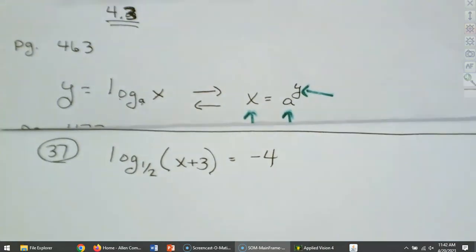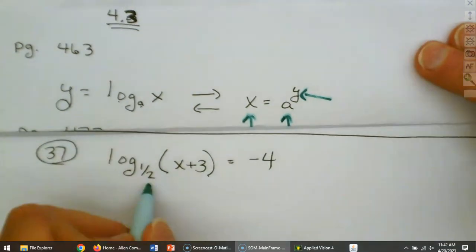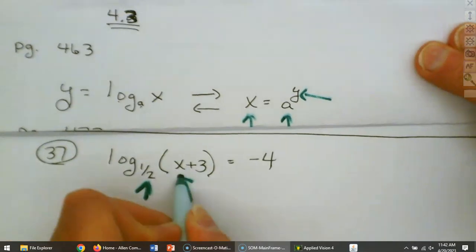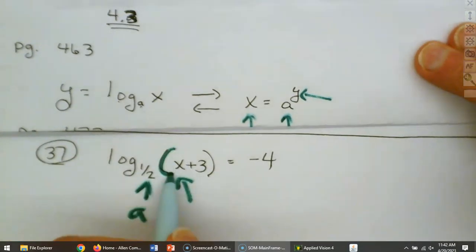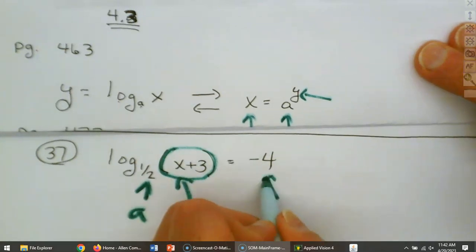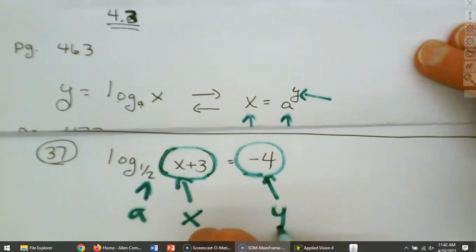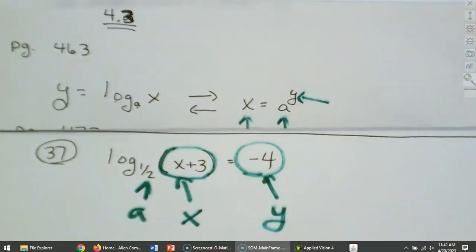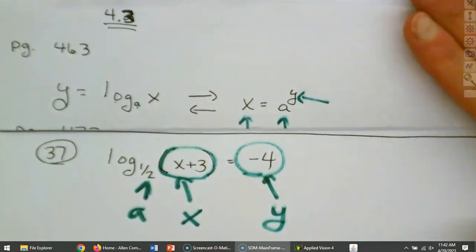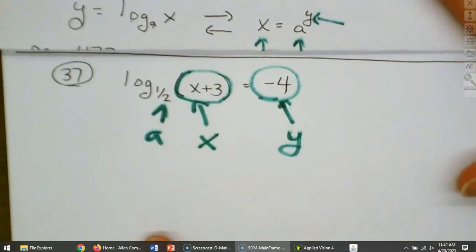What do we have? We have a logarithm. So what do we need to do? Convert this back into an exponential. Looking at our formula, that's our a. This whole part right here, this entire part, is the x, and this -4 is the y. So it's simple enough once you see the conversion. Not much to do with these. Convert it.